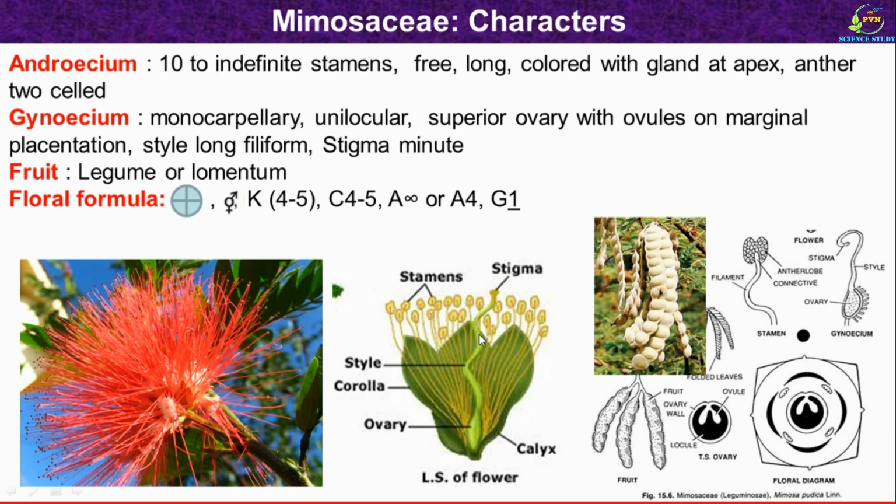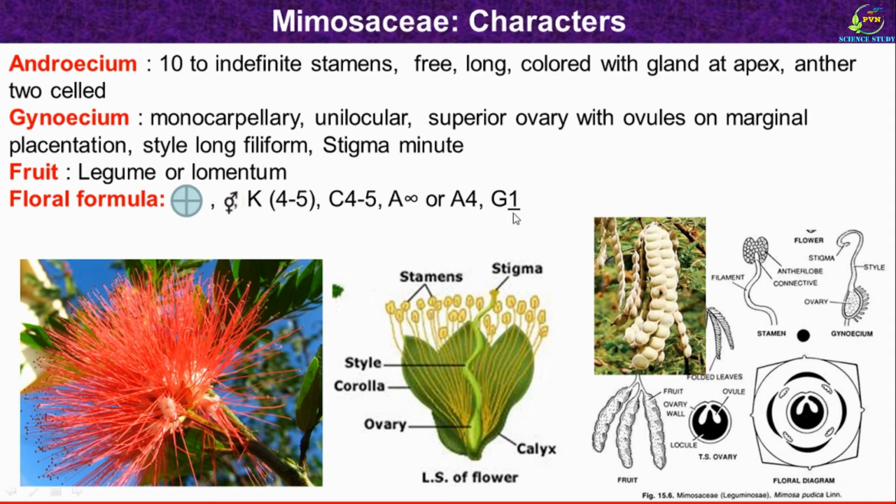Then the next floral whorl is the corolla. Here it is represented by capital C. The corolla is composed of 4 to 5 petals, but they are not united, they are free. So here they are not shown in a bracket. Then the androecium. The androecium consists of many stamens, and so here it is described as infinity. It means that many stamens are present, or sometimes 4 stamens are present.